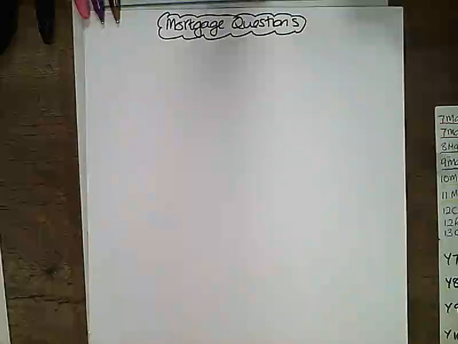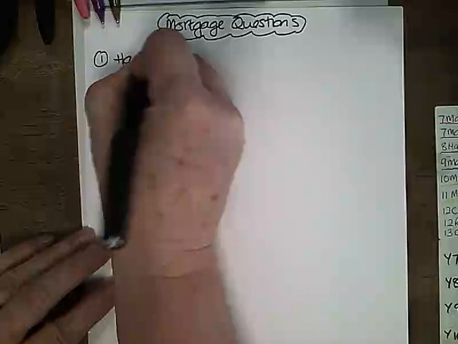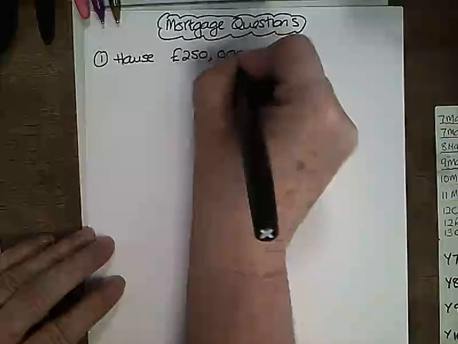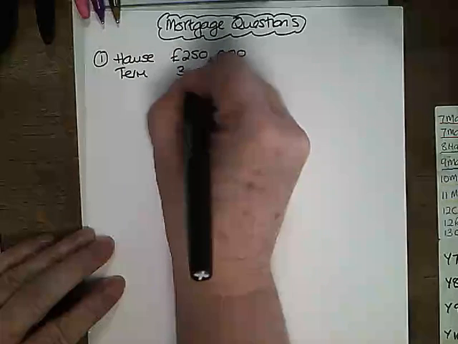Maths group. Okay, so the first thing to do with question number 1 is write out the numbers in a way that they are taken out of all that wordiness. So the way in which I did this was to say that the house was worth £250,000. The term, so how long you're going to pay the mortgage back over, is 30 years.